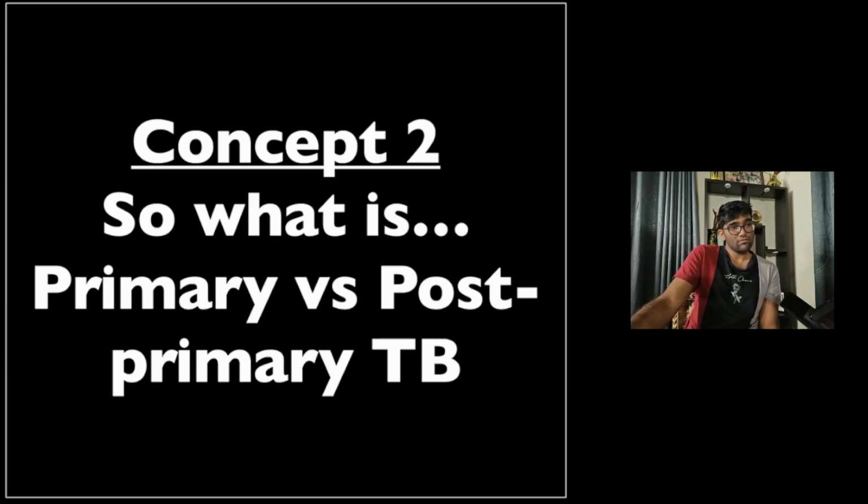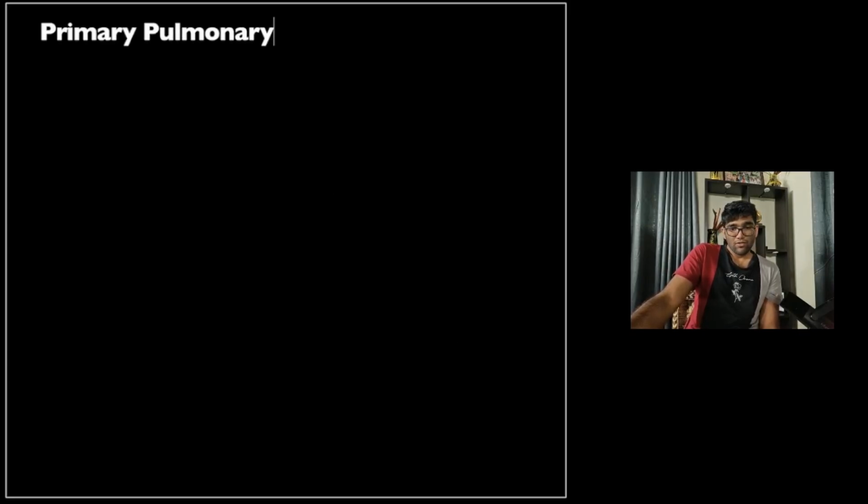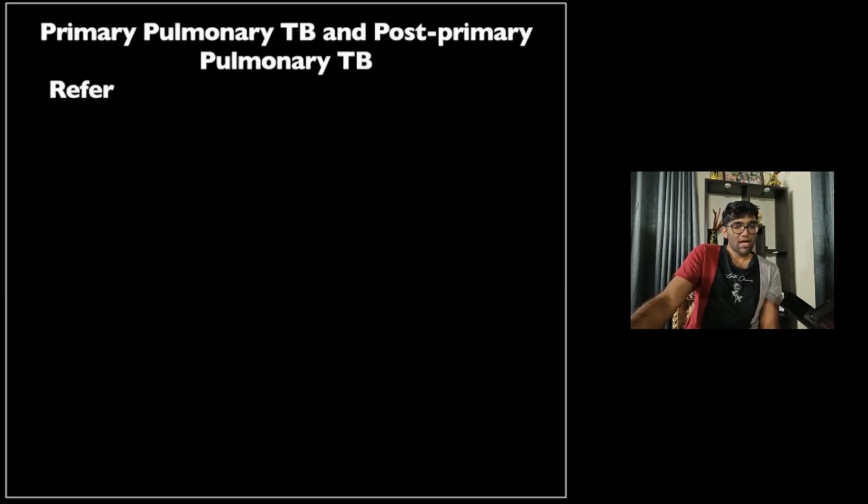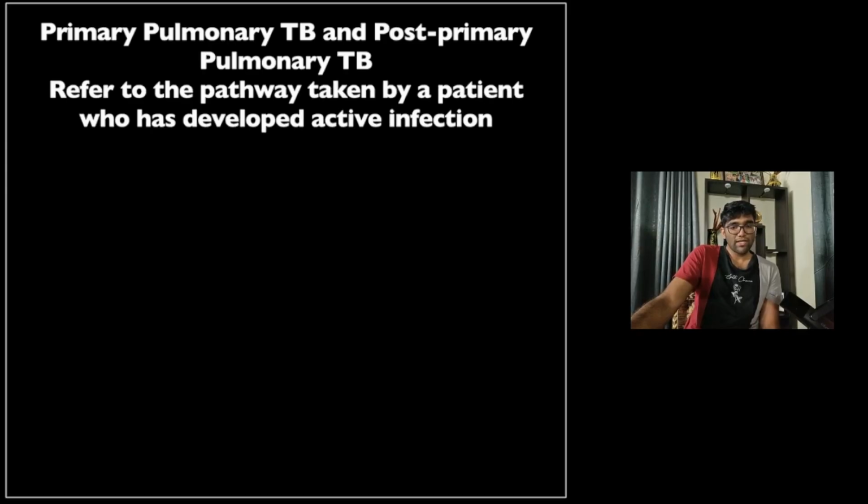Now coming to an unrelated but often conflated concept, that is what is primary versus post-primary tuberculosis. So primary pulmonary TB and post-primary pulmonary TB are terms that refer to the pathway taken by a patient who has developed an active infection. So this refers to the natural history of disease. So let me explain.